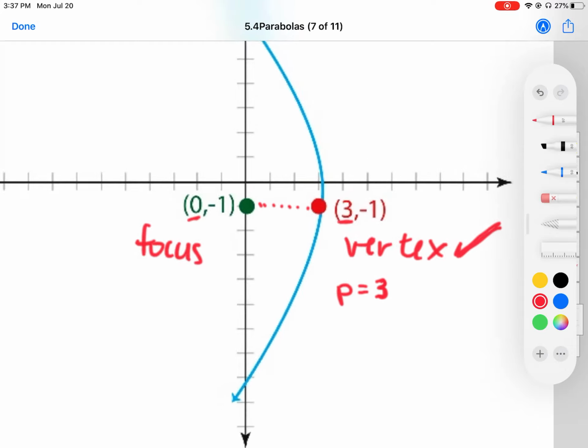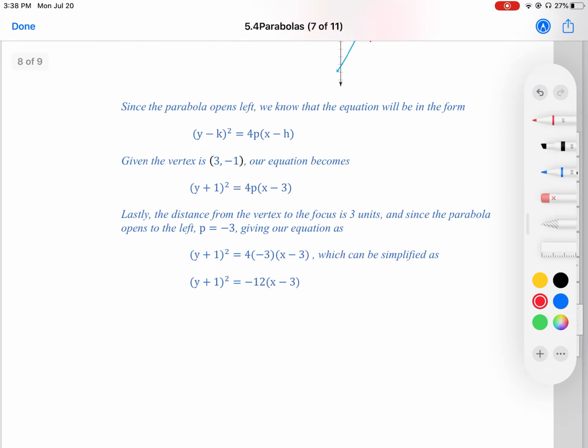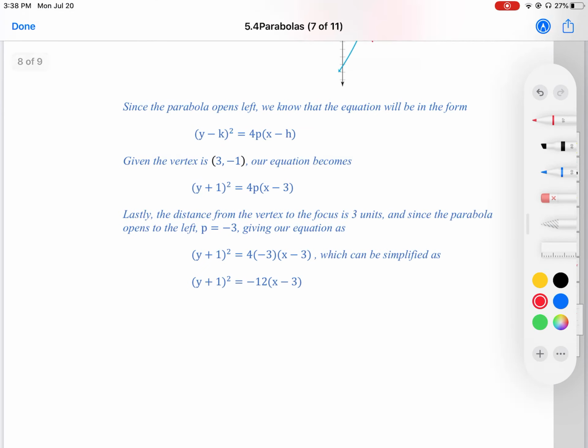We also know the direction our parabola opens. It opens to the left. So this tells me that my p-value is going to be negative. Since the parabola opens left, we know the equation will be of the form with a y squared. And because it opens to the left, I know I will have a negative number here.